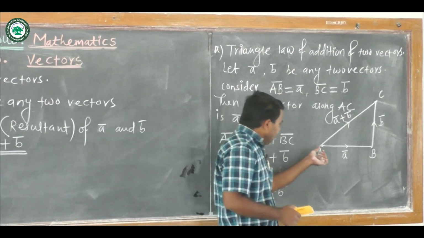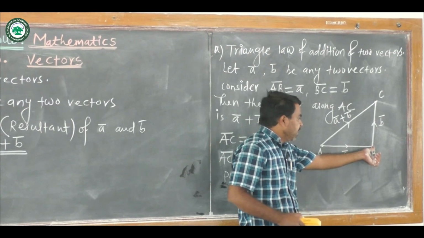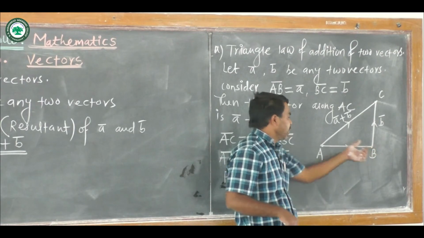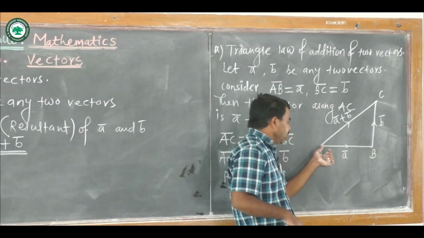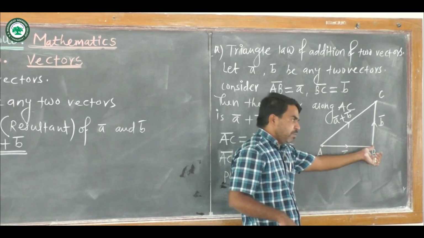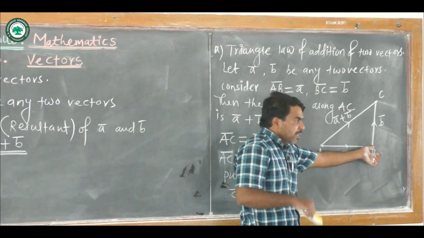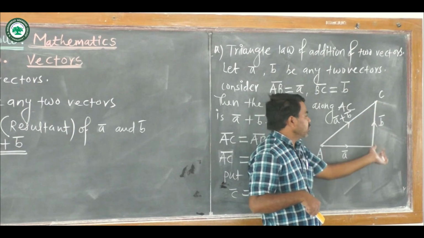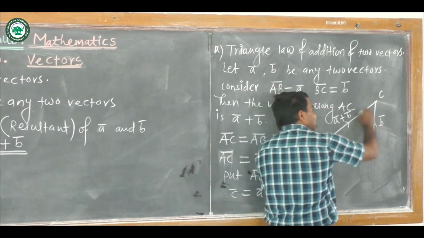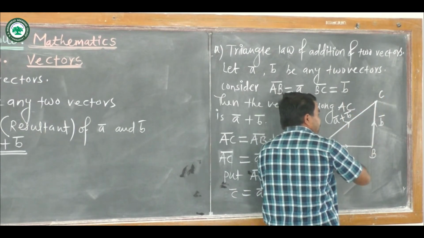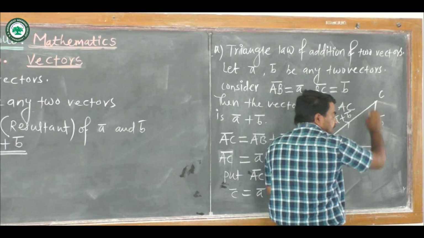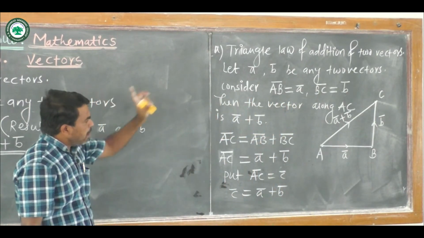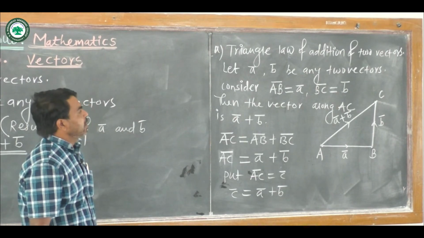Note that the next vector starts from the terminal point of the first vector. The first vector is AB bar, whose initial point is A and terminal point is B. The second vector starts from the terminal point of the first and ends at C. So this is BC bar. Then the vector AC bar has direction from A to C, not C to A. Then AC bar is A bar plus B bar. This is triangle law of addition of two vectors.